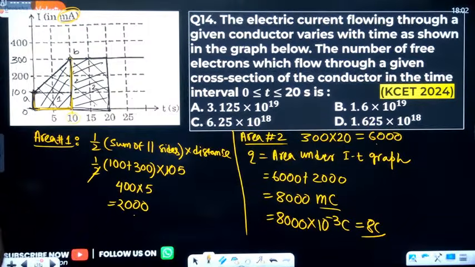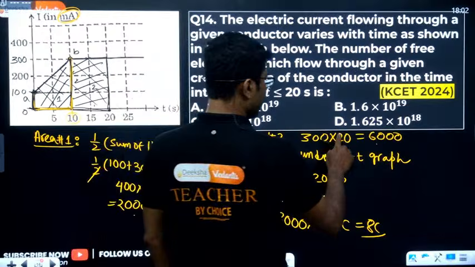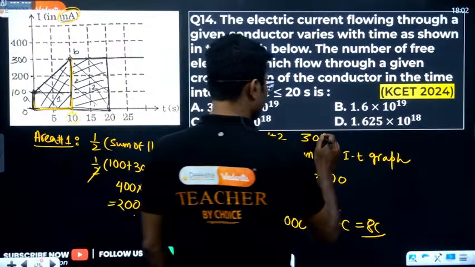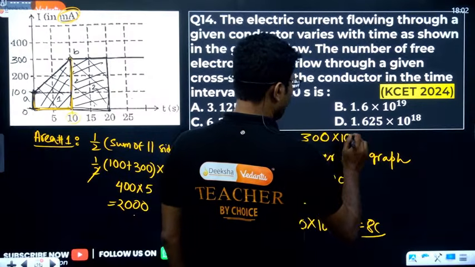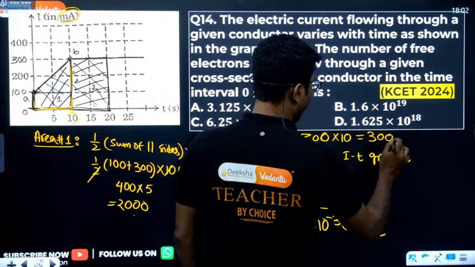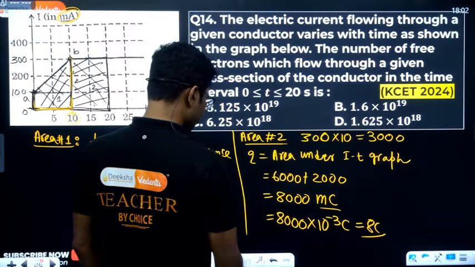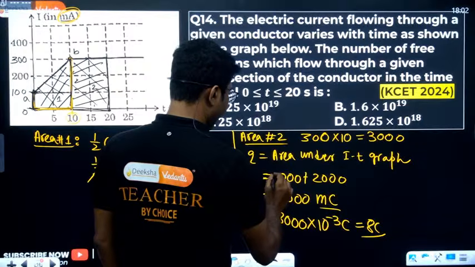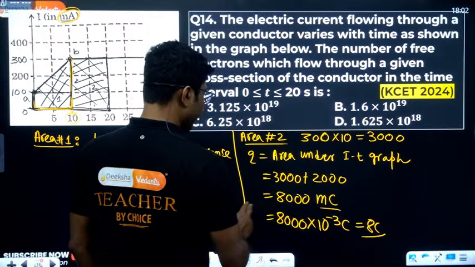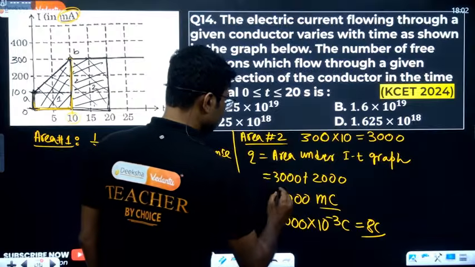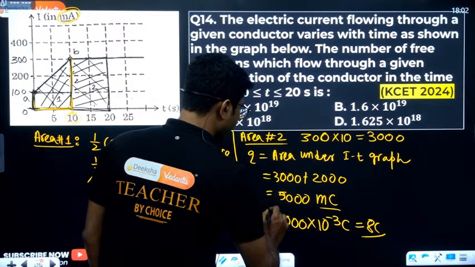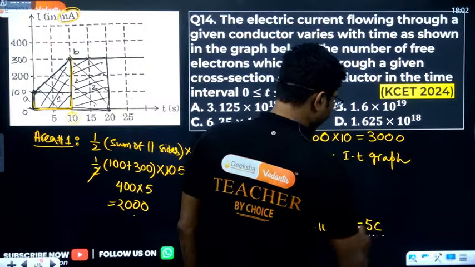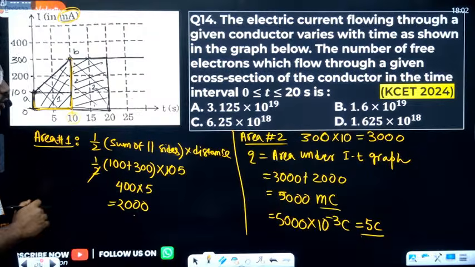300 into 10. Okay. Sorry, I made a mistake here. So this will be 10, not 20. So 300 into 10 will be 3000. Okay, so this will not be 6000, this will be 3000. And it will be 5000, not 8000. And it will be 5 coulomb. Okay, this will be 5 coulomb.